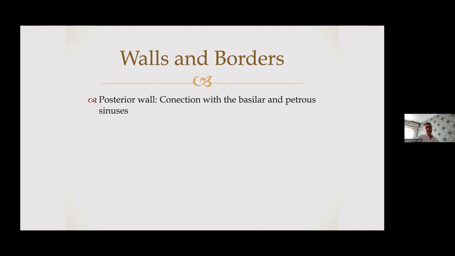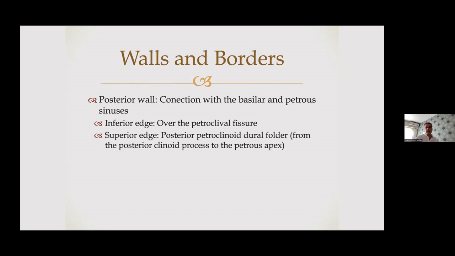some tumors, when they cross, like different colleagues showed before to me, cross from the middle fossa to the posterior fossa. For example, for Meckel's cave, or also we can destroy the clivus and invade the posterior fossa through the middle fossa, of course. Even tumors can destroy the floor of the middle fossa in the lateral aspect of the cavernous sinus in order to reach the inferior portion of the middle fossa. The inferior edge of the cavernous sinus is over the petroclival fissure, the superior edge, the posterior petroclinoid dural fold, from the posterior clinoid process to the petrous apex.